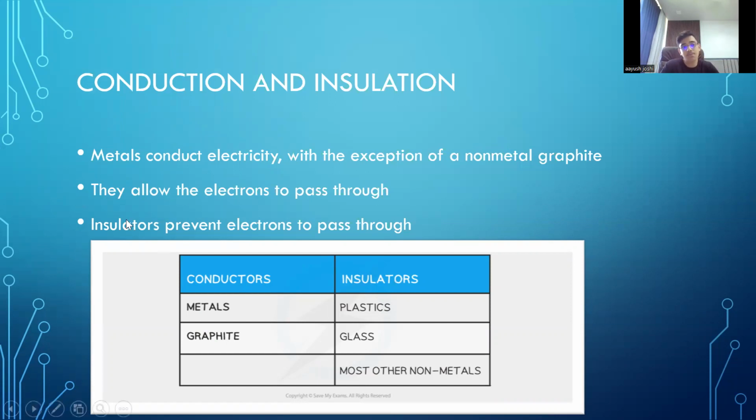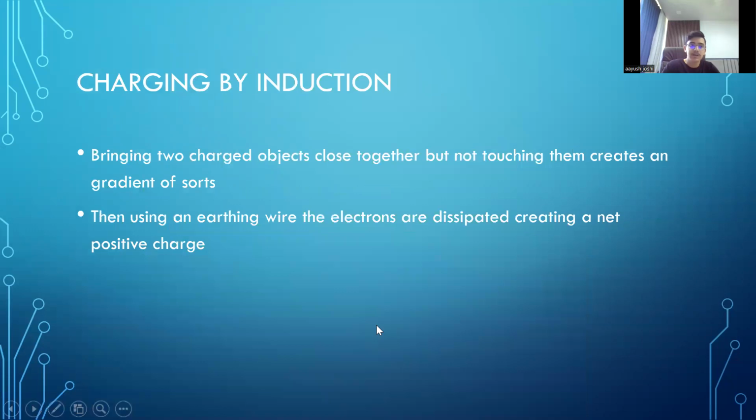So like I said before, insulators prevent electrons from passing through, like plastic and glass, but they can have a charge because it is static. It is just on the surface. It's not going through the substance.